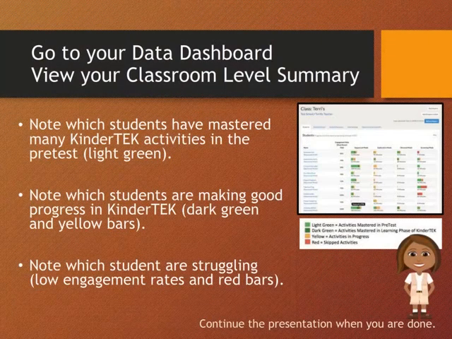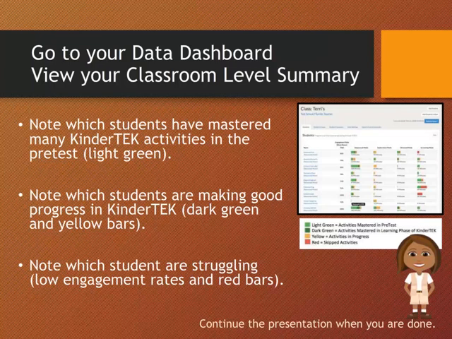Pause this presentation and go to the Online Data Dashboard. Examine the summary data for your class. Note which students have mastered many KinderTEK activities in the pretest, the light green bars. Also note students who are making good progress in KinderTEK, those with dark green bars showing mastered activities and yellow bars showing in progress activities. Finally, note students who may be struggling, noting low engagement rates and red progress bars, indicating activities the student was unable to master after 3 attempts and therefore skipped. Continue the presentation when you are done.